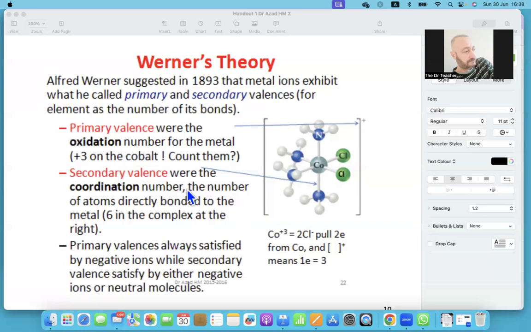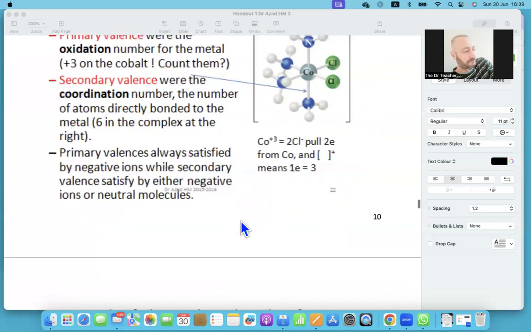The secondary valence is the coordination number, the number of atoms directly bonded to the metal, which in this case is 1, 2, 3, 4, 5, 6. So now this means the Werner theory depends on primary valence and secondary valence. Don't forget, primary is the oxidation number of the central atom, and the secondary valence is the coordination number.